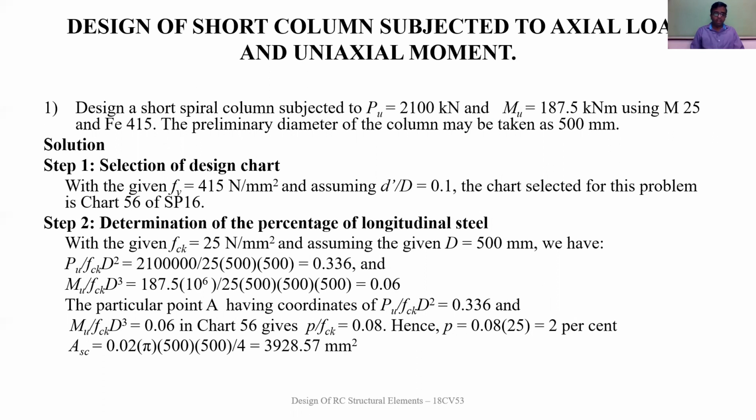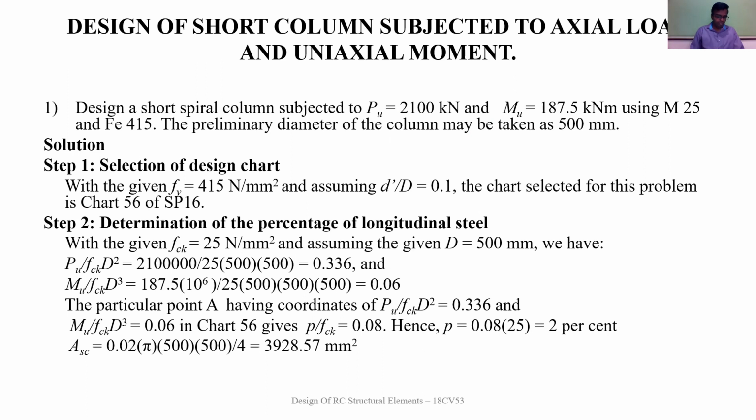Each of them has 4 values of d dash by D ratio, that is 0.05, 0.1, 0.15 and 0.2, where d dash is the effective cover provided for the columns.